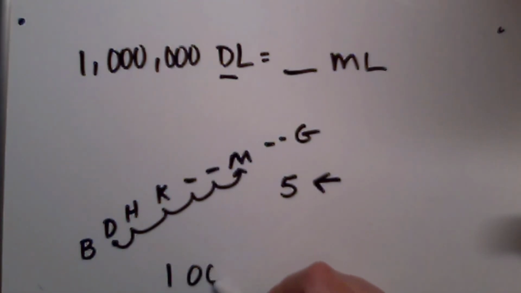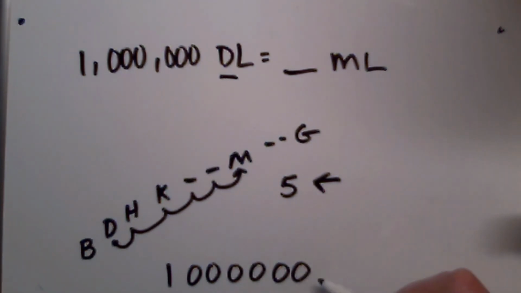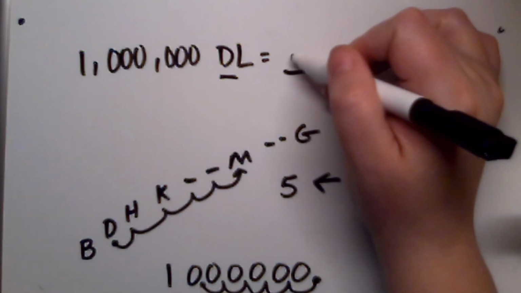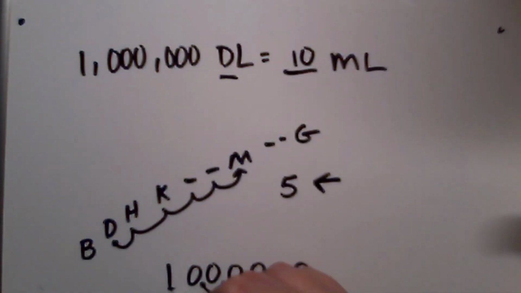So let's write our 1 million down here again. Remember, our decimal point starts at the end here. We're going to move 5 spaces: 1, 2, 3, 4, 5. So now we can say that 1 million decaliters is the same as having 10 megaliters.